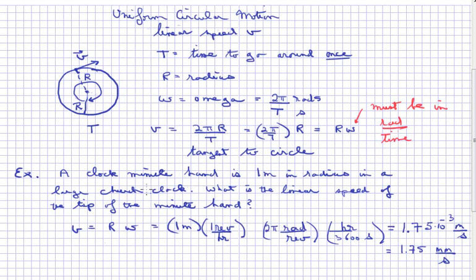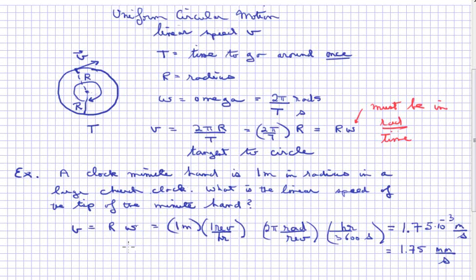To take an example of this formula, let's say we had a large clock on a church that had a 1 meter minute hand. And I asked you what the linear speed of the tip of the minute hand was. Well, we could use the formula. V equals r times omega. 1 meter is the radius of the hand. We can put that in.